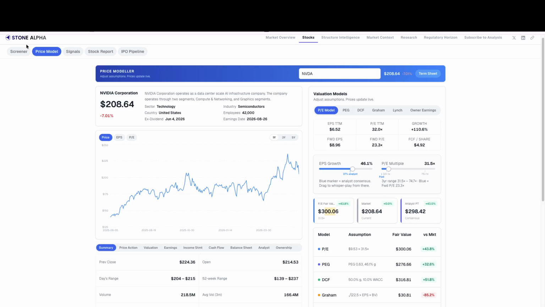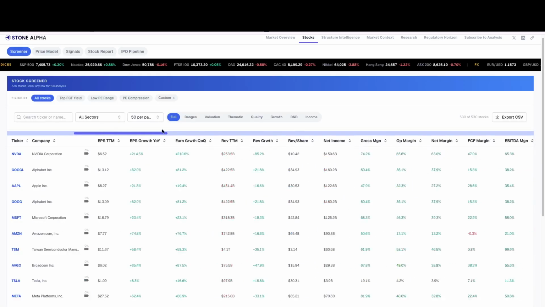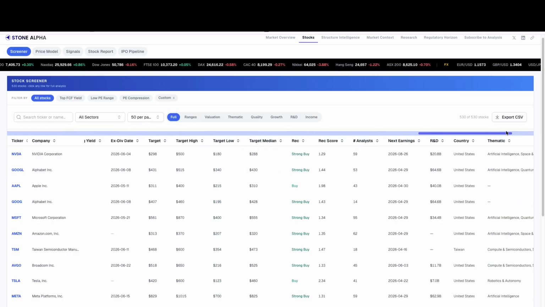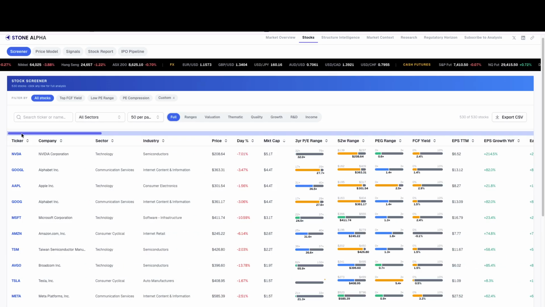So going back to the screener, you will also have an indication of where those price targets are. Look, 59 analysts on this right now. Target median is 288, target low, target high. So look, some analysts are on the $500 mark right now. Here you go, look, target $298. So you could see some analysts are probably using that approach, but there's so much more to this.